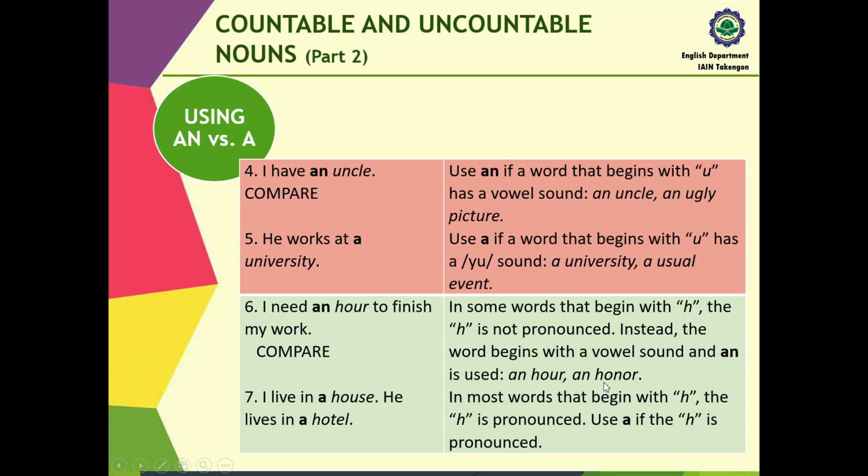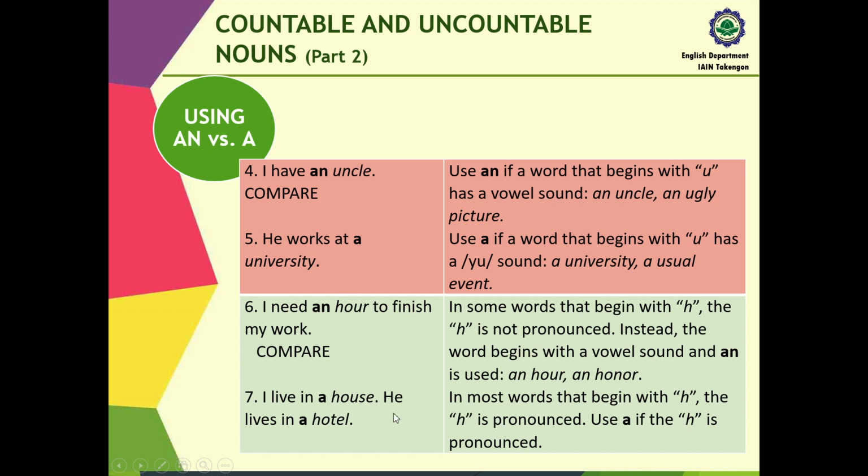Also in the second example, it's written with H, but it's not pronounced. We say "honor". So the sound is a vowel, so we use an here, an honor. Okay, so the sentence number 6, I need an hour to finish my work. We use an because hour, this word, is pronounced with a vowel sound.